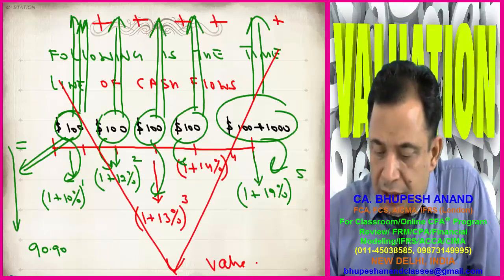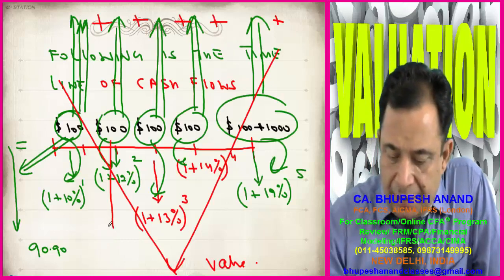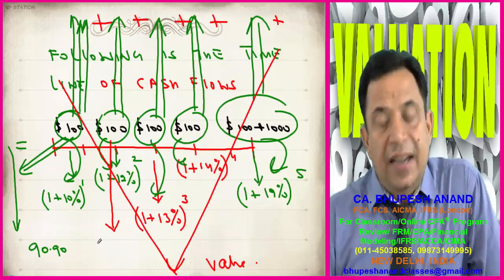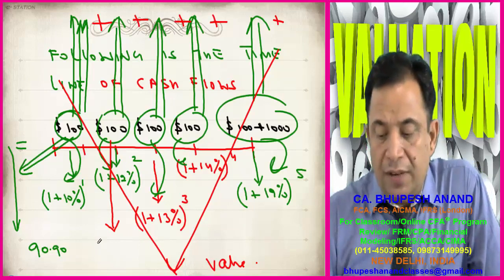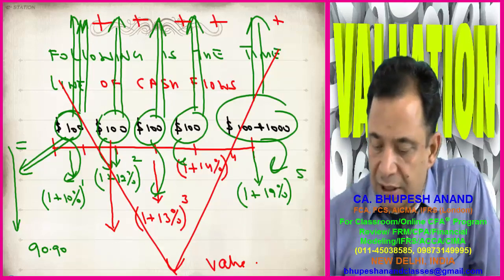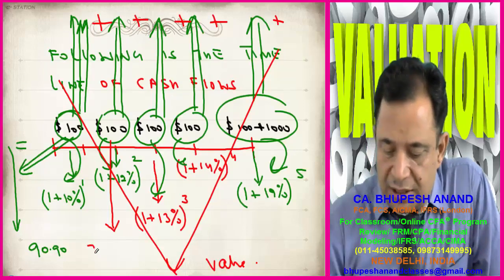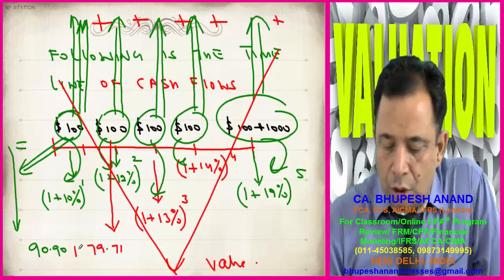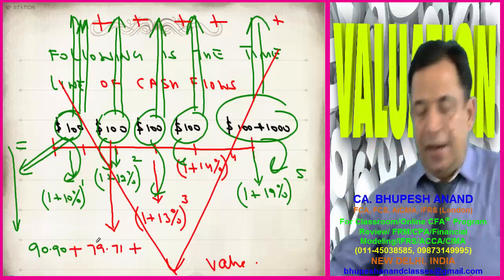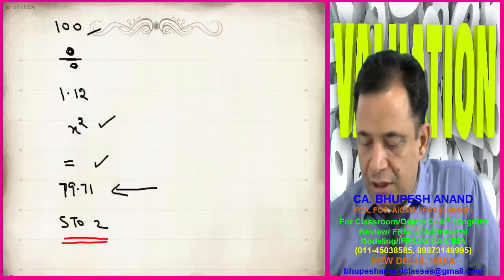Now what is the meaning of this? It means this 100 which I am getting in the second year, if the YTM is 12%, will be 79.71. So these are the different values which I am getting for the third year, fourth year and fifth year. Just see to it.